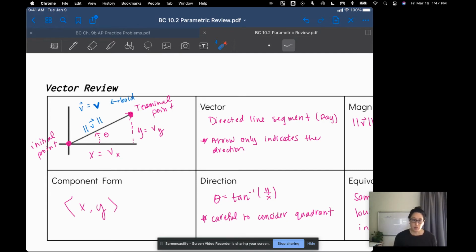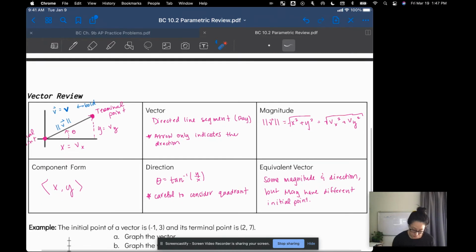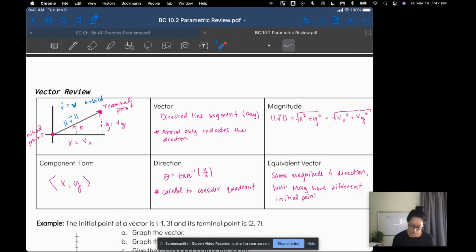Okay, the magnitude of the vector is basically the length of the vector. The way we write that is with the double absolute value signs, and it is equal to the x length squared plus the y length squared, and then that value square rooted, or the vector of x squared plus the vector of y squared, and then the whole value square rooted. Basically the distance formula.